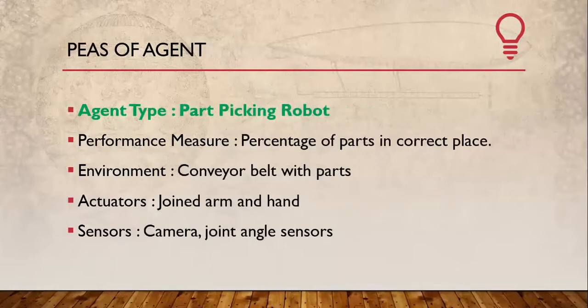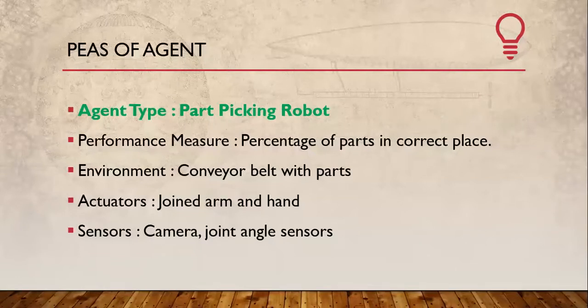Part picking robot. I think this is something we have seen long back in many ads of certain companies that manufacture chips or computer parts or something like that. So part picking robots are always used when there are multiple parts which have to be picked up and then fixed at a particular location. And at times these are very important when the parts are very minute, and they have to be organized into a certain area.